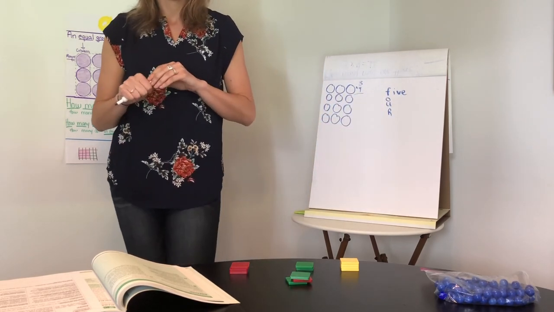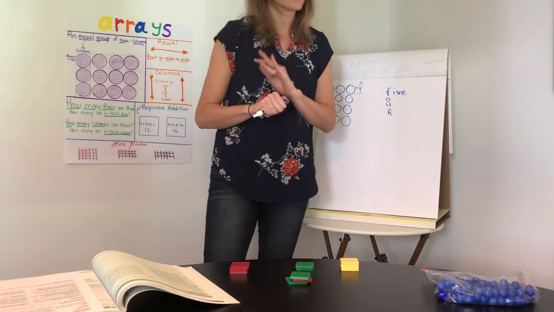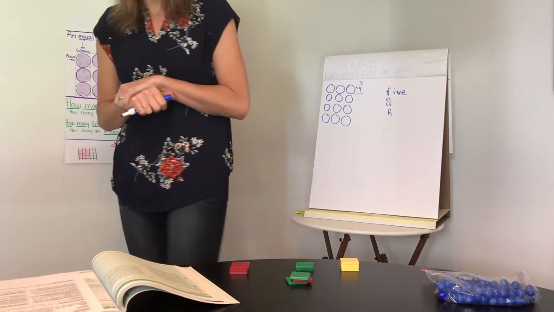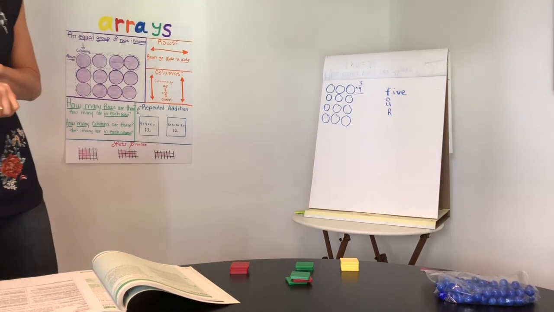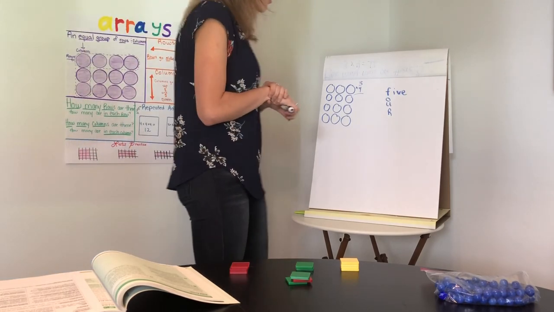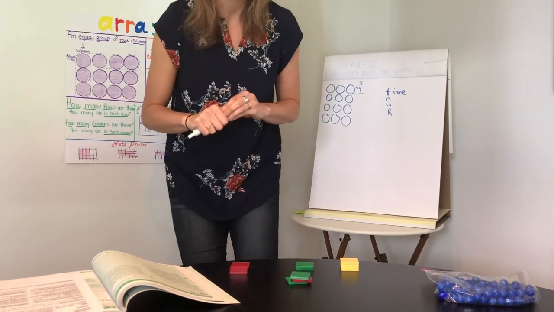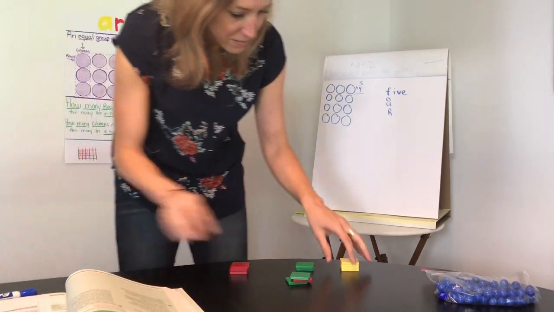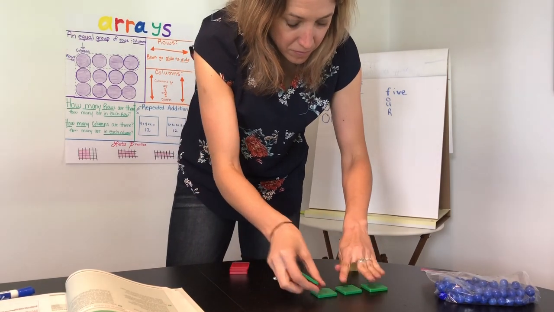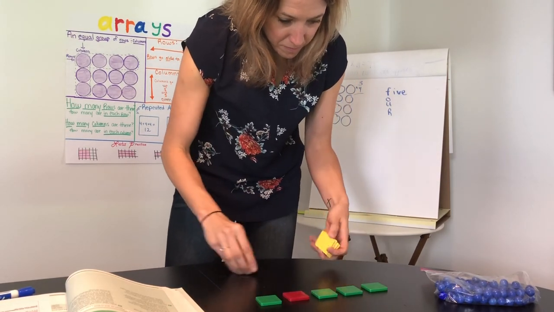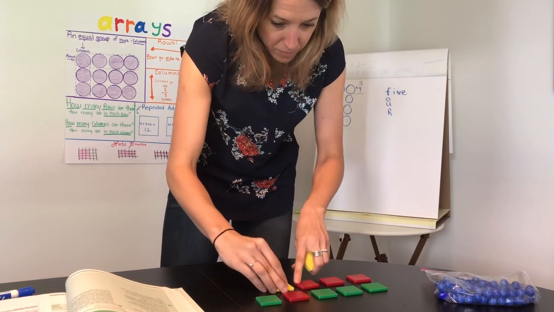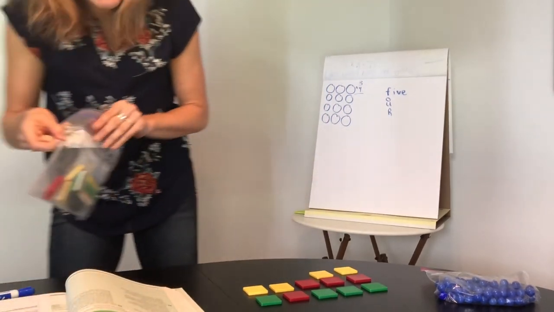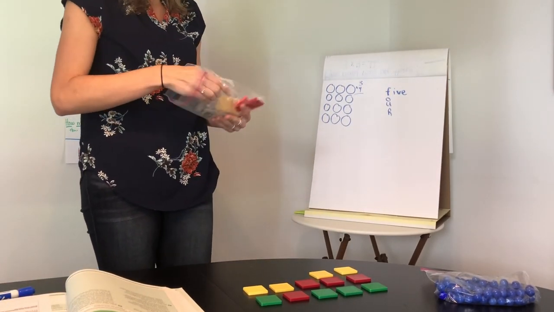All right. He is going to put his stickers into an array. Yes, he's got five in each row, or five rows, and he's got four in each column. So build me your array to show me that. I'm gonna build mine too. I'm gonna build mine. I need more too. Just let me know if you need more.